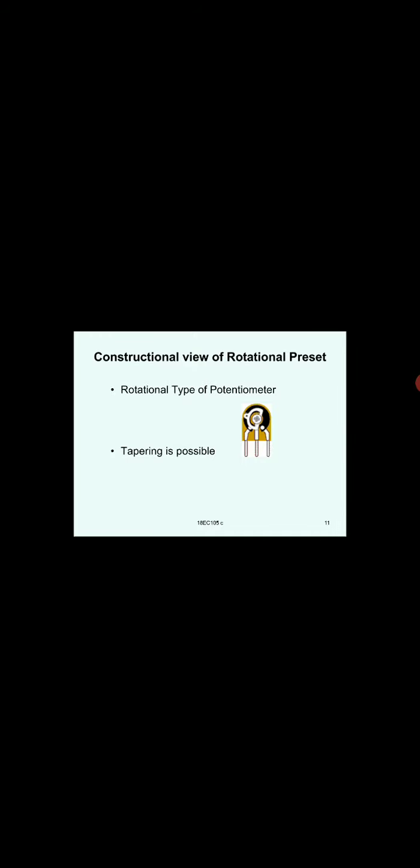And here the tapering is possible. That means the variation of the resistance along the track can be linear or non-linear. So because this is of a carbon composition type, the tapering we call, it can be of two types, linear and non-linear, that is logarithmic generally used.